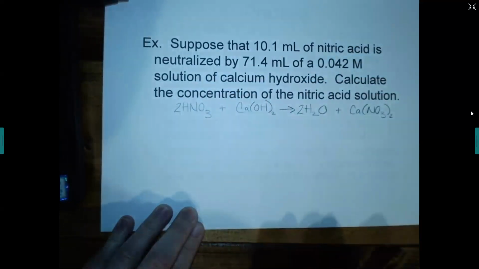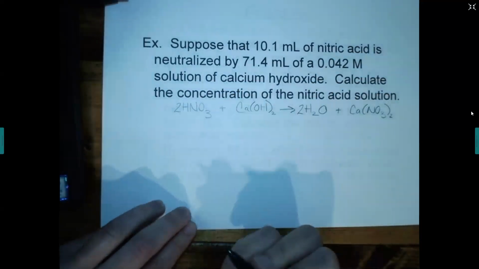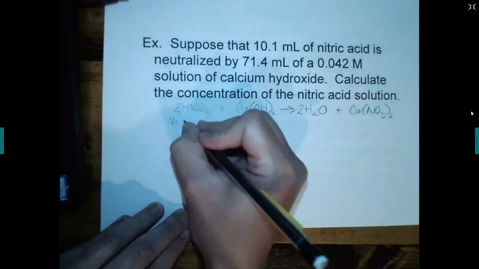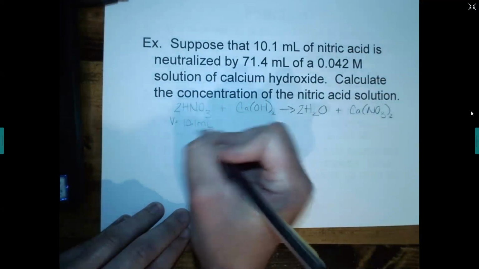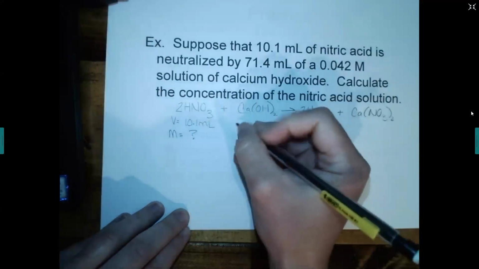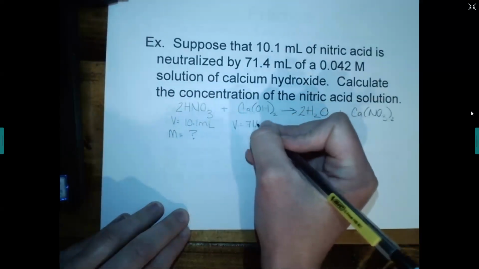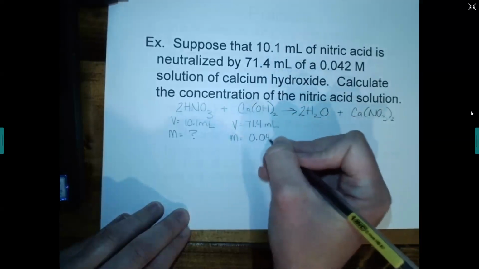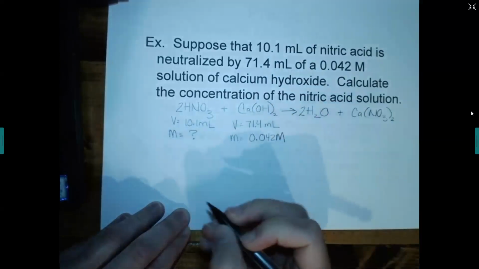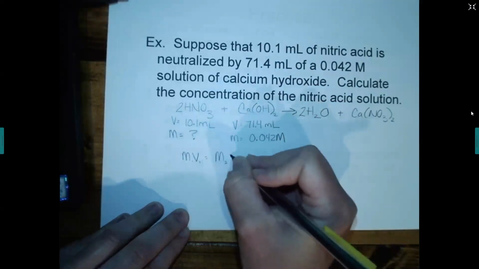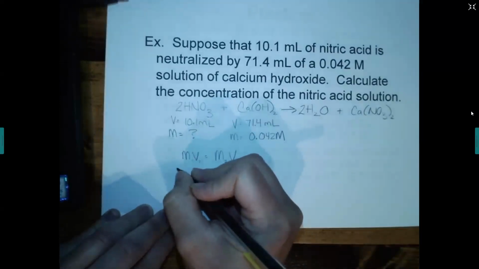I like to write down everything I know and everything I don't know underneath the formulas. So underneath nitric acid, I'm going to write my volume is 10.1 milliliters, but I don't know the molarity. Underneath calcium hydroxide, my volume is 71.4, and my molarity is 0.042. All right, so I'm just going to use my M1V1 equation to solve.